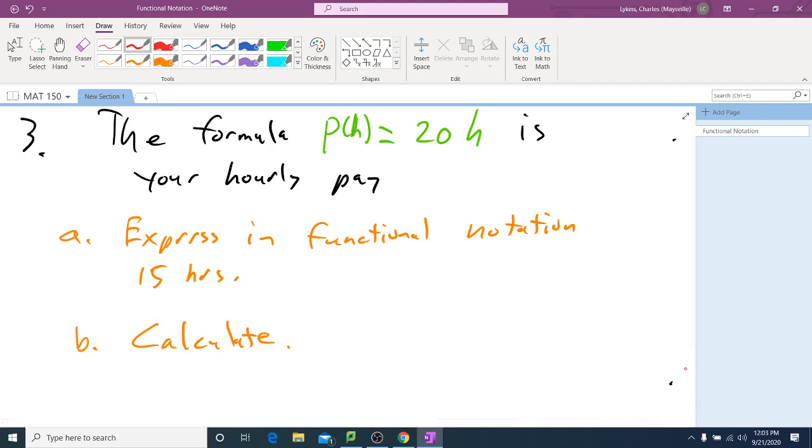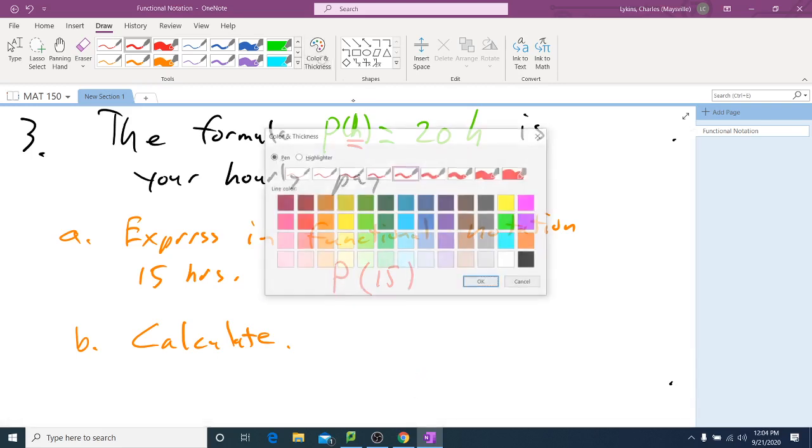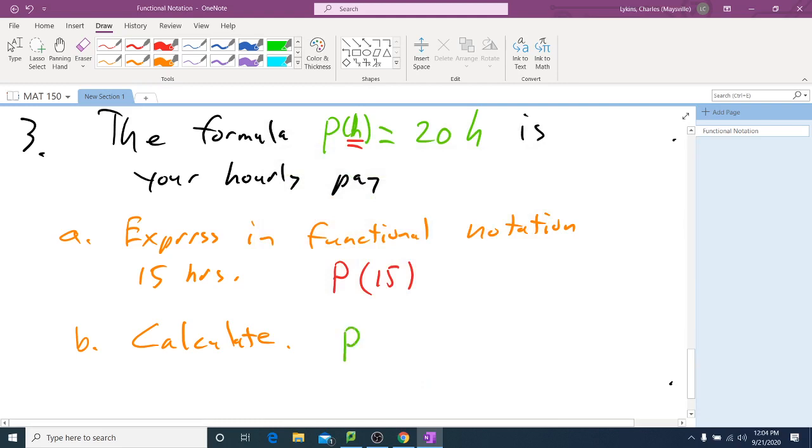Now the last one that I'm going to go over is, if you have a formula that's P(H) equals 20H, that's your hourly pay. So that means you're working at some business, some company, some job, and you're making $20 an hour. So part A, it says express in functional notation 15 hours, and then calculate. So you're probably going to have a P, and you just put in 15, because that's the hours that we're going to work. The second part, it says calculate. That's when I say P of 15 equals 20 times 15. So you make $300.